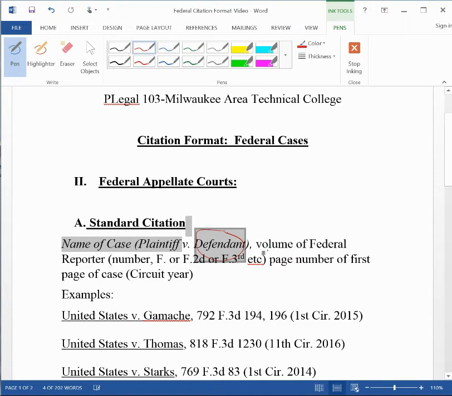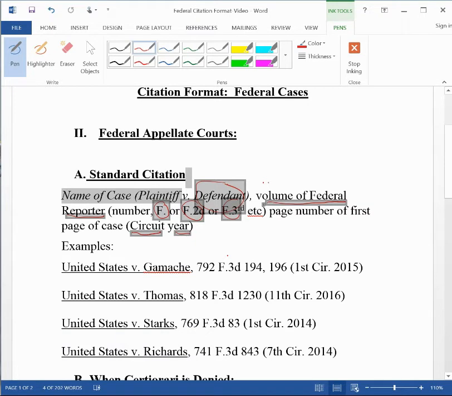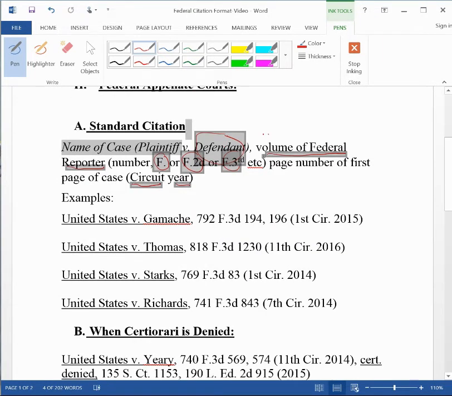The volume of the Federal Reporter, which will be either F period or F second or F third, and the page number of the first page, followed by the circuit and the year. So let's go through some examples. The first one is United States versus Gamache, G-A-M-A-C-H-E. So we have the plaintiff is the United States, the defendant is Gamache, and I hope that's how I pronounce this person's name. So then we have the volume.